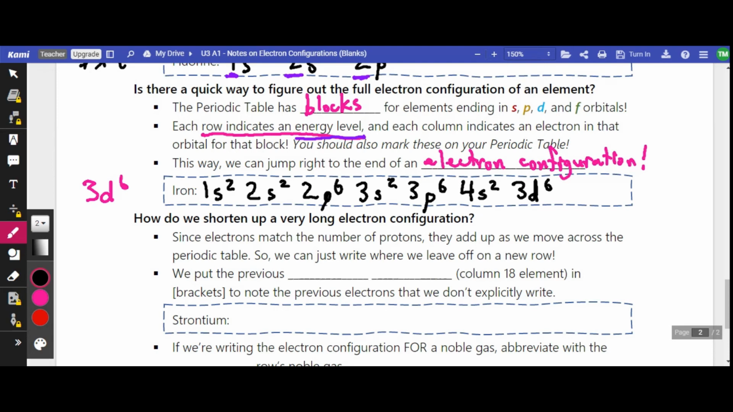Now, even though that makes it easier, this is still a really long electron configuration, and this only has 26 electrons. When we get into some bigger stuff like osmium with 76 total electrons, that's going to be a huge pain. So here's what we can do to shorten this up.